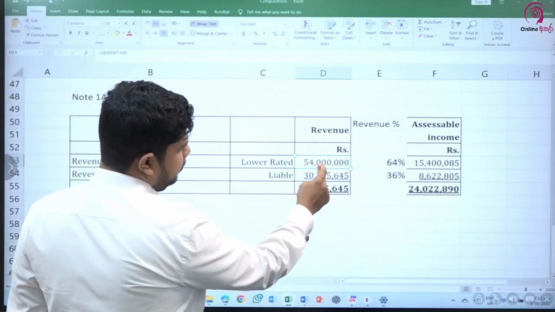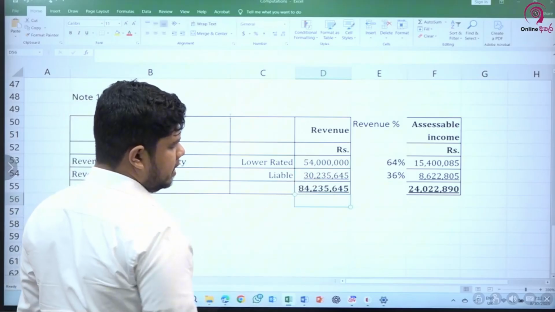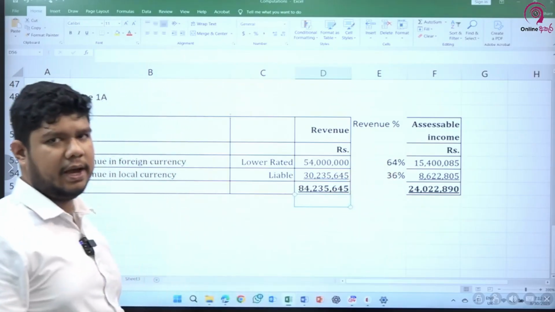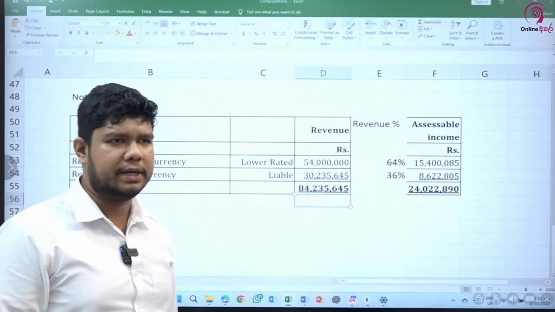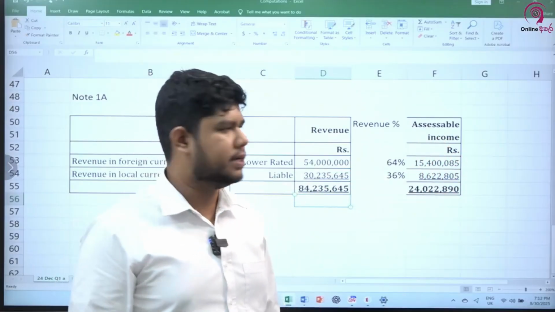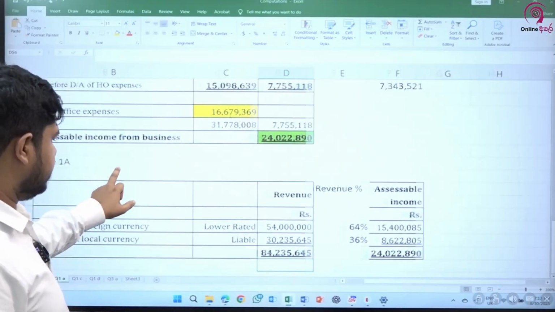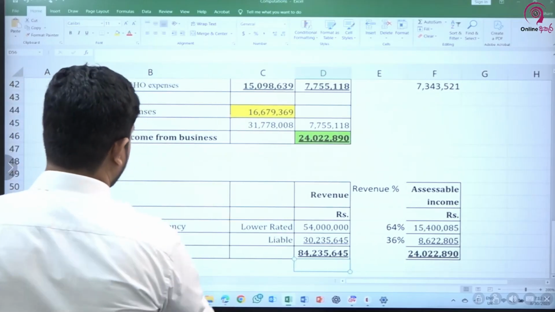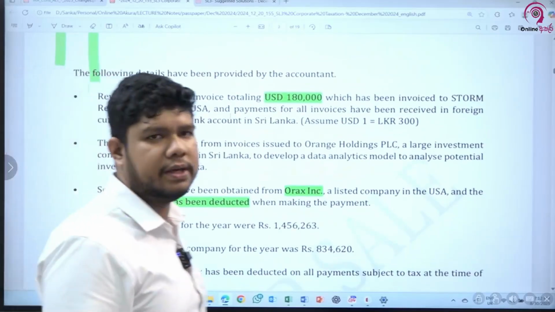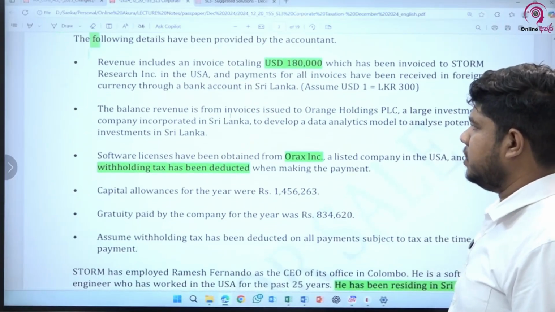Take the total 54 million divided by total revenue. 30 million divided by total revenue. So you take the proportion, percentage, right? Percentage here. You take the percentage here. That's all. You don't know about the assessable income yet. You haven't done it yet, right? We will do it separately. Right. Next note. I hope now these are very clear for you. All the sections involved in here are very clear for you. You read again and again and understand. Right? Next one.